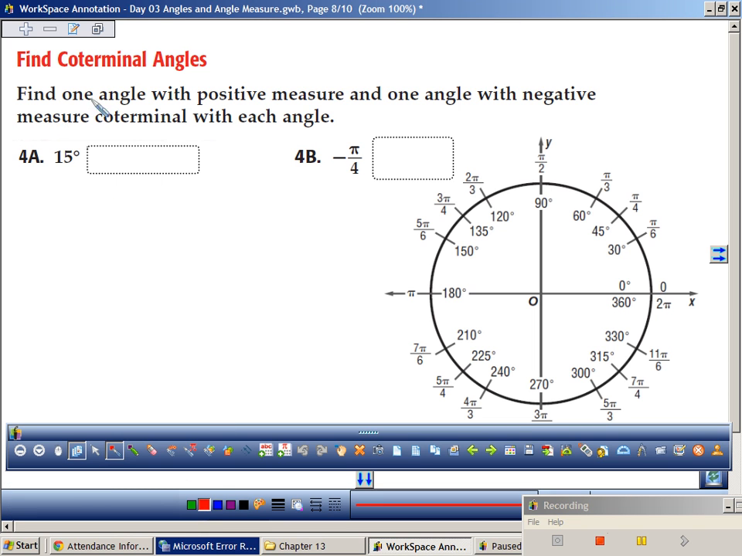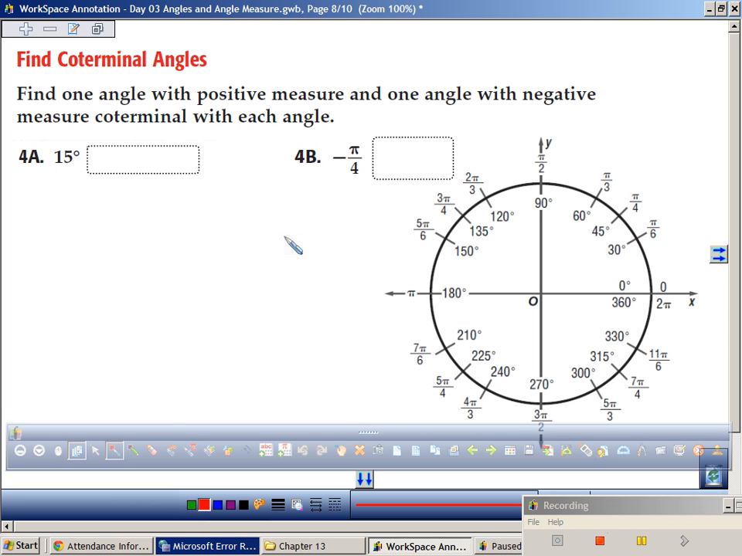All right. So find one angle with positive measure and one angle with negative measure, coterminal with each angle. What do you think coterminal means? They end in the same spot. They both have co-lines together, right? Coterminal, co-rays, right? Coterminal means they're both there. Like co-captains? Both on the same boat, right?